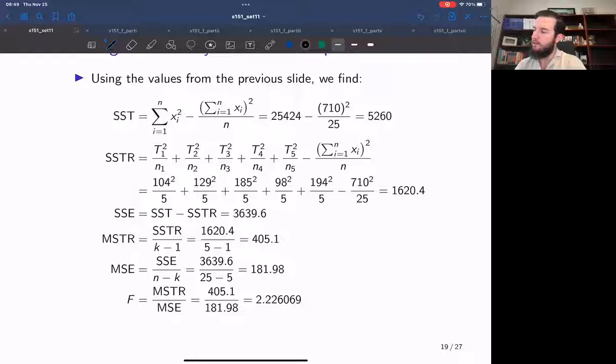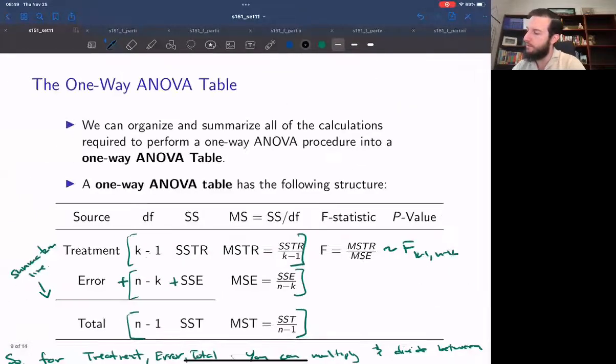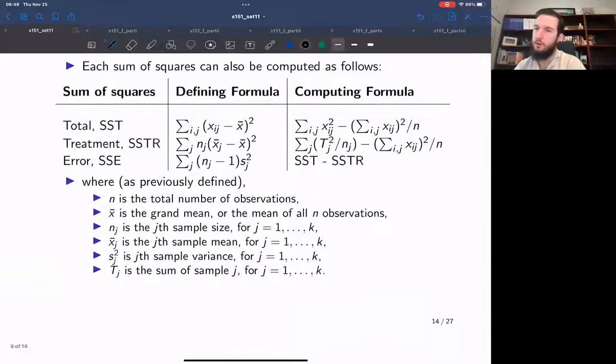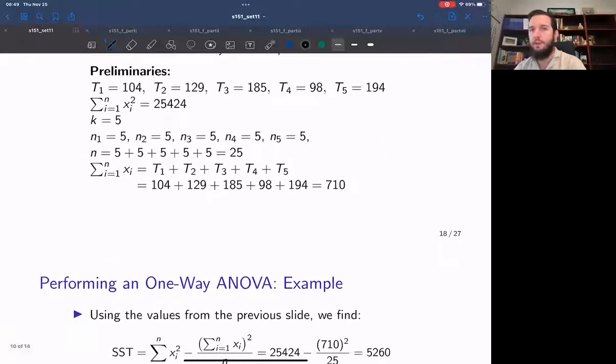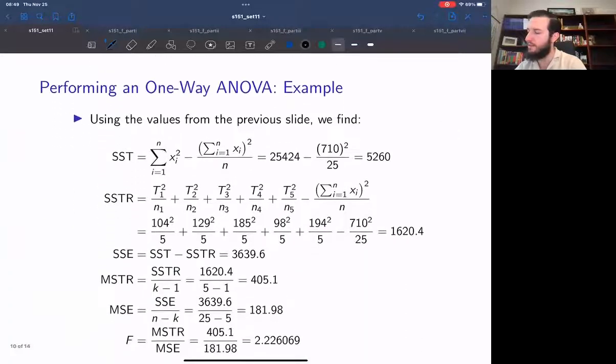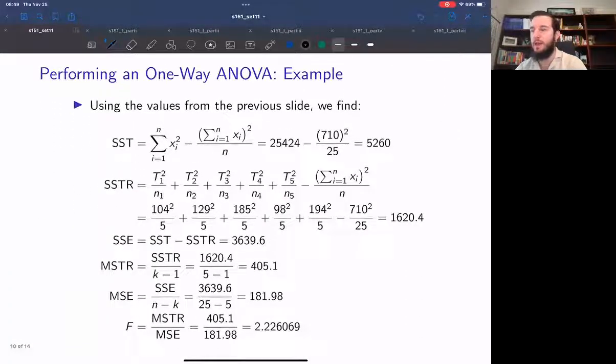Okay, so we're computing SST, SSTR, SSE, MSTR, MSE, and F, using the computing formulas given here. Again, the purpose of this example is just to give you an illustration of how the calculations would be done if you had to do them by hand. But on the assignments and in the final, we're not going to be focused on doing these calculations by hand. We're just going to be focused on working through the F test and filling out the ANOVA table. Those will be our main priorities.